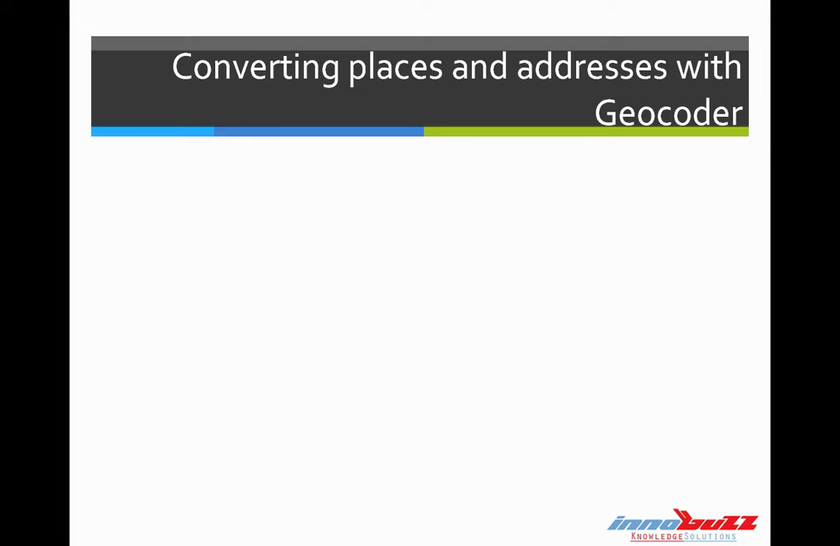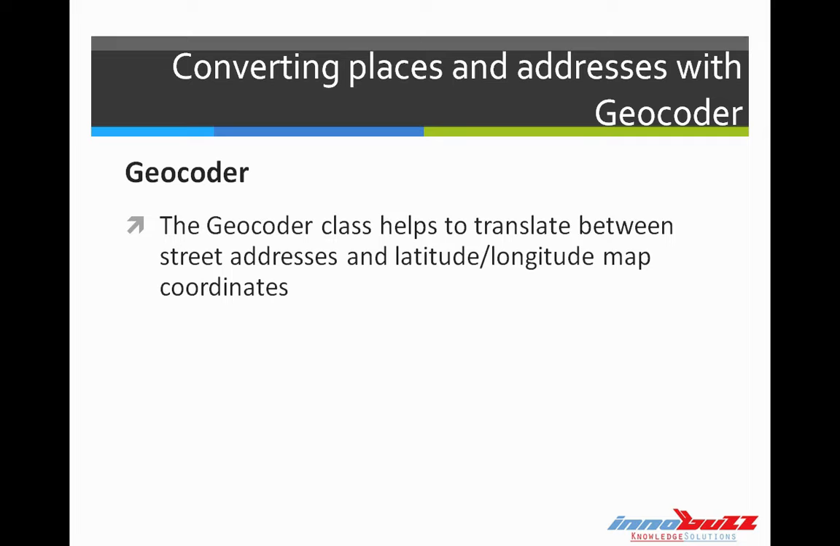Converting places and addresses with the Geocoder API. Geocoder. The Geocoder class helps to translate between street addresses and latitude-longitude map coordinates. The geocoding is done on the server, so it is necessary to mention the Android Internet Access Permission in the Android manifest file.